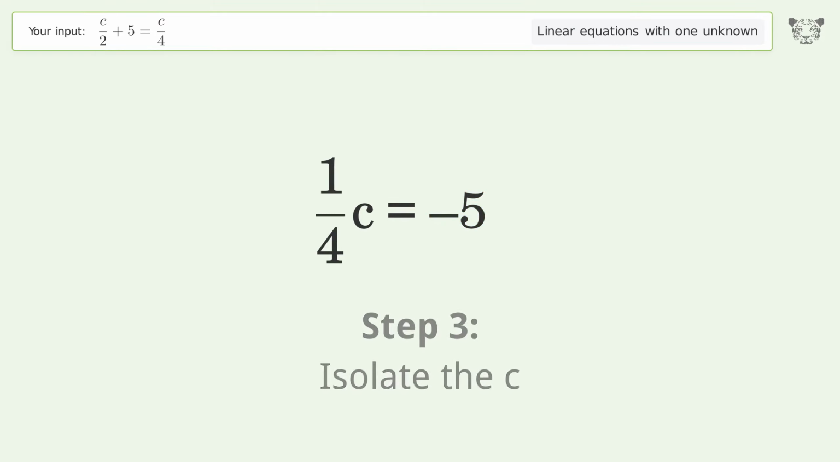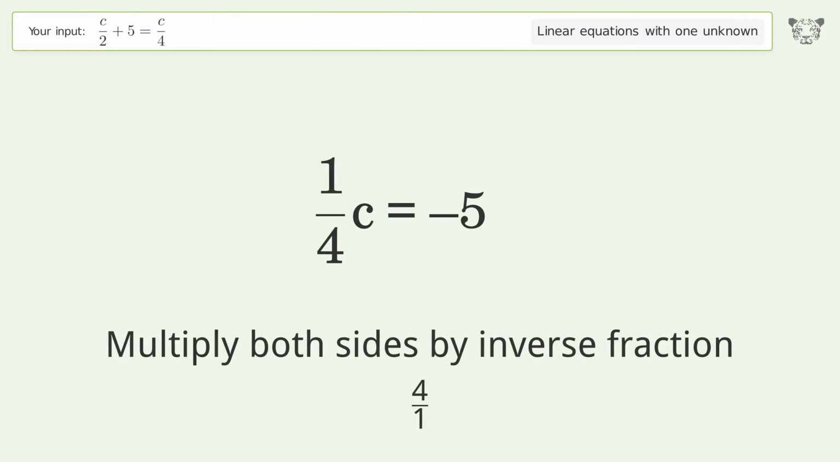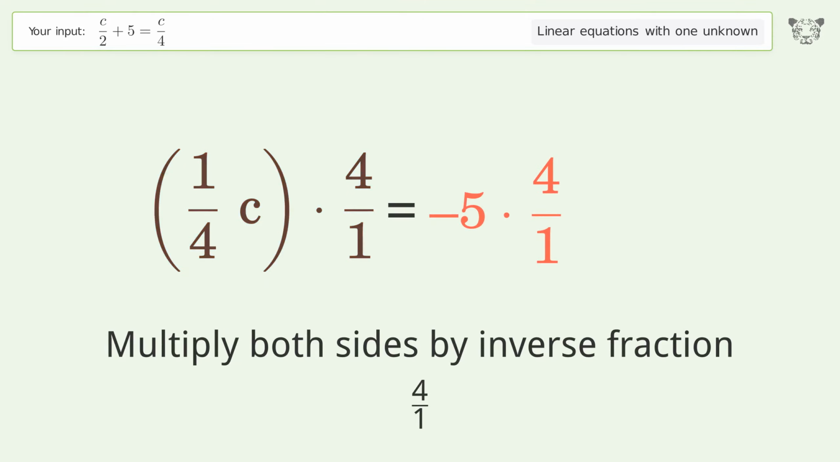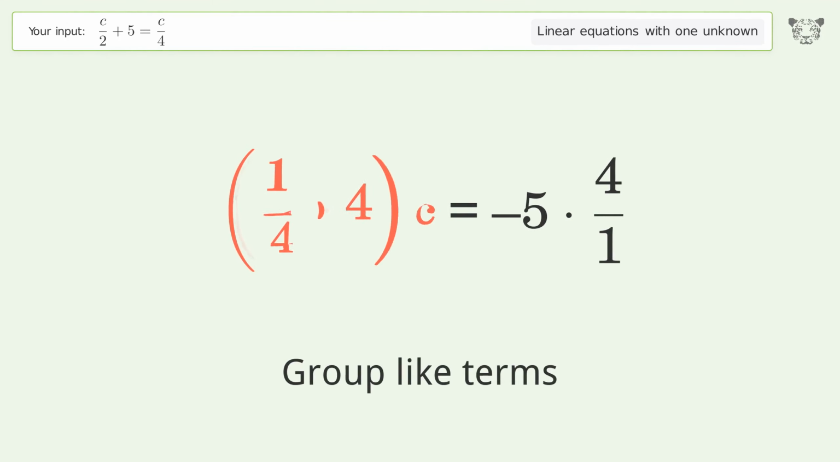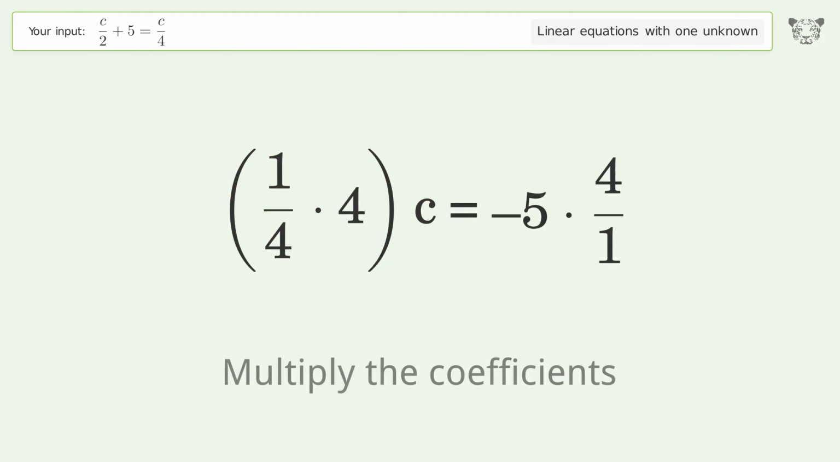Isolate the c. Multiply both sides by inverse fraction 4/1. Group like terms. Multiply the coefficients.